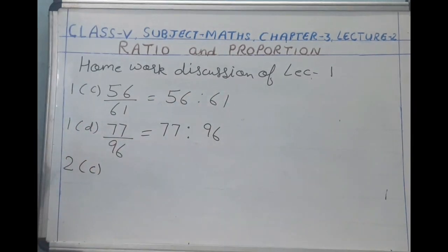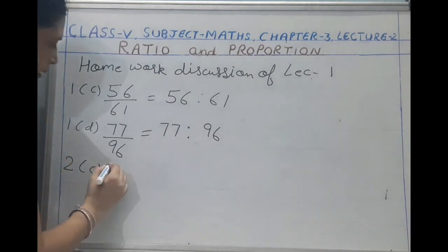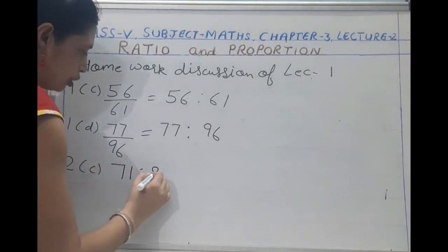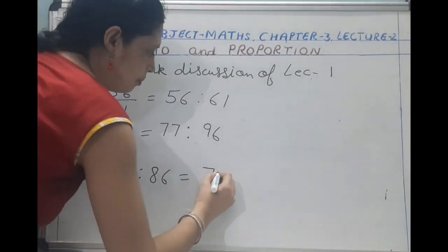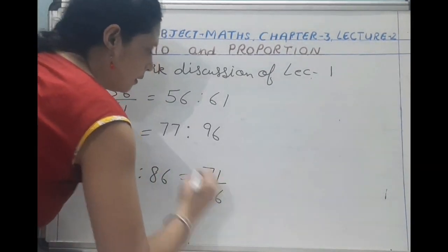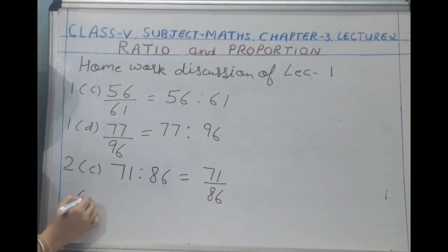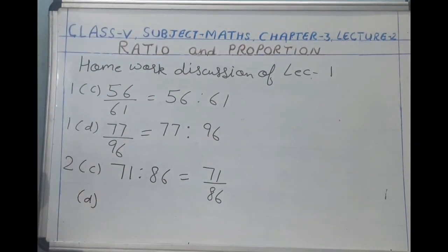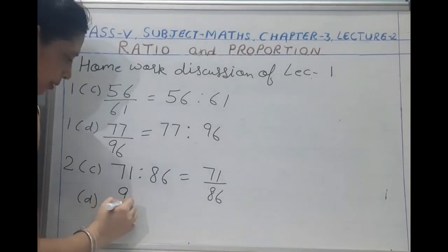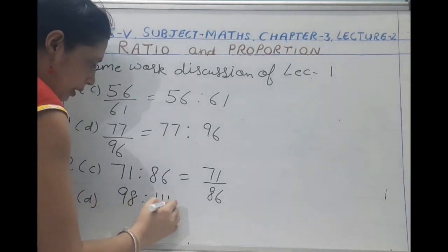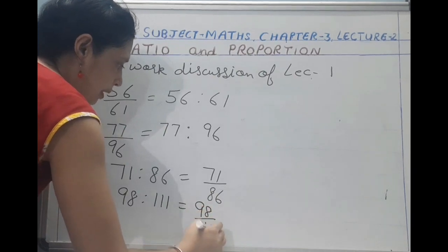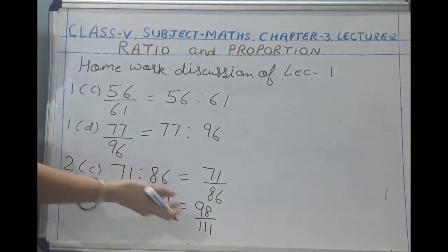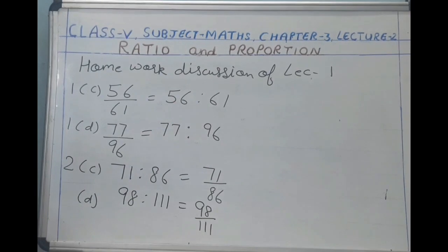Second question is express the ratio as a fraction. 71 ratio 86. So in the form of fraction, it will become 71 upon 86. And D part, 98 ratio 111. It will become 98 upon 111. This is fractional form and this is ratio form. Right?